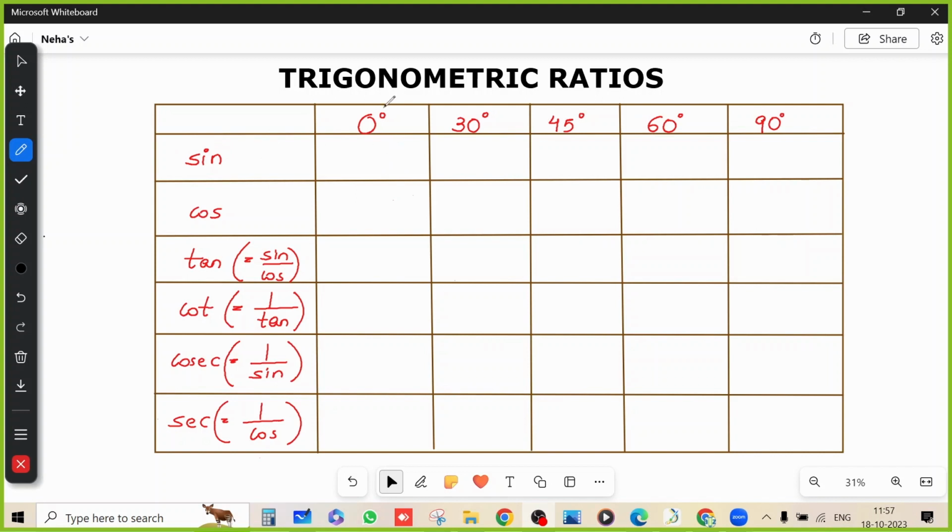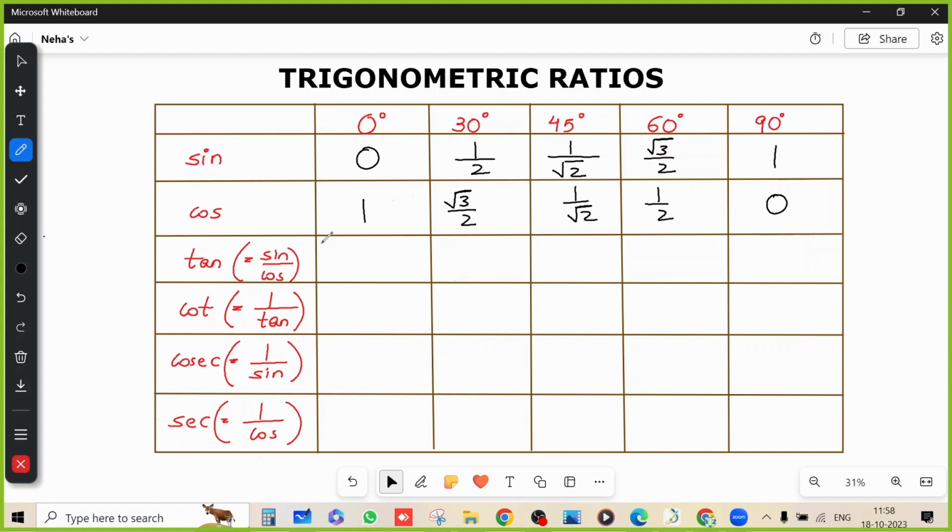The value of sine 0 degree is 0, sine 30 degree is 1 by 2, sine 45 degree is 1 by root 2, sine 60 degree is root 3 by 2 and sine 90 degree is 1. Now when we have to write the values for cos, we will just write all the numbers here in the decreasing order. That is 1, root 3 by 2, 1 by root 2, 1 by 2 and 0.